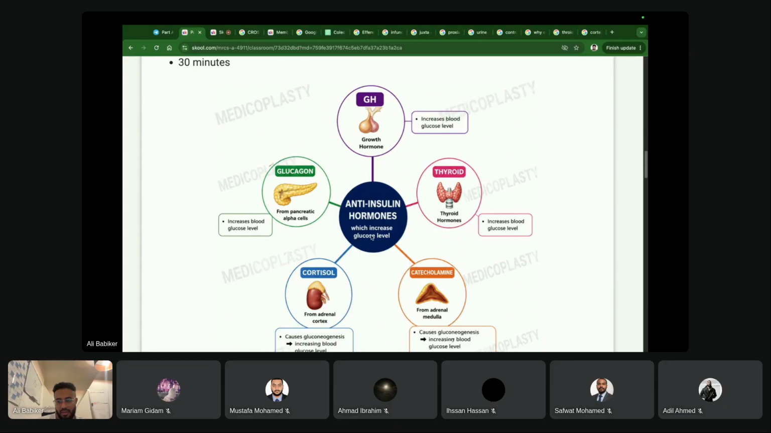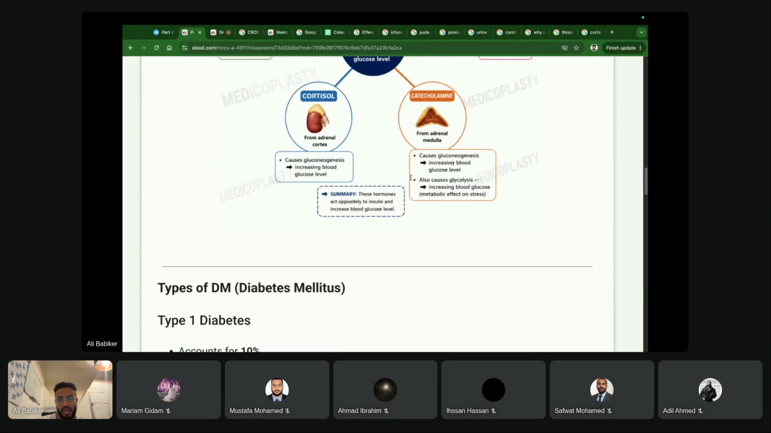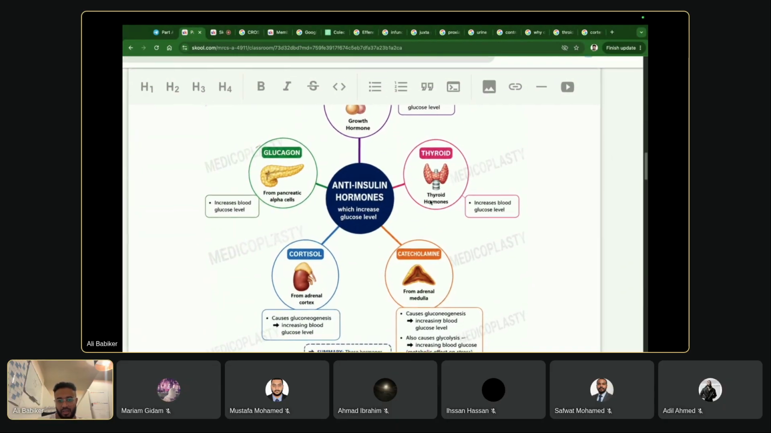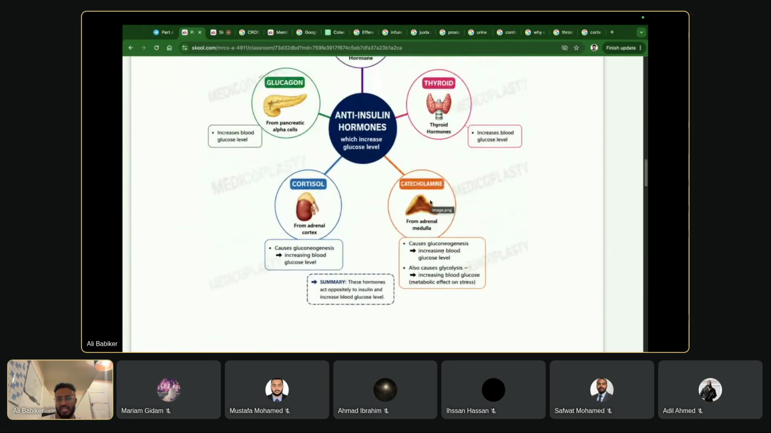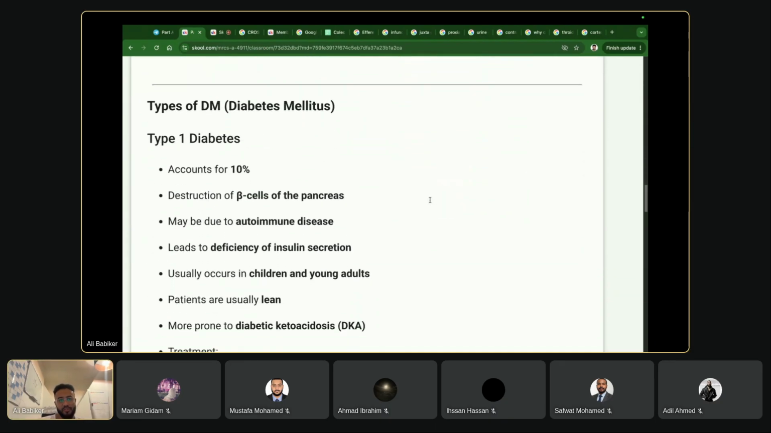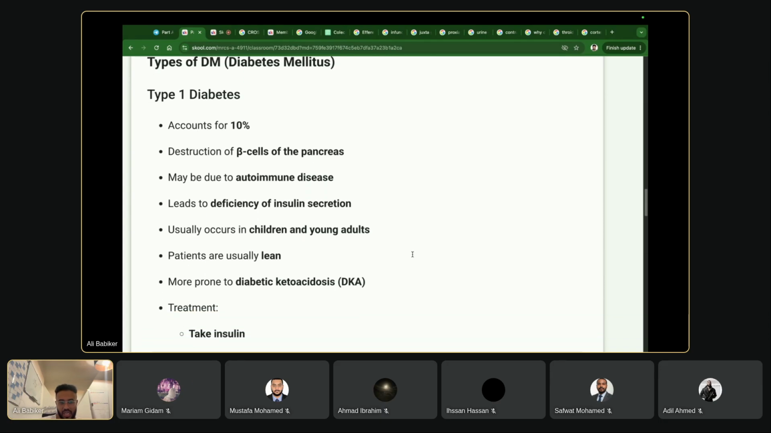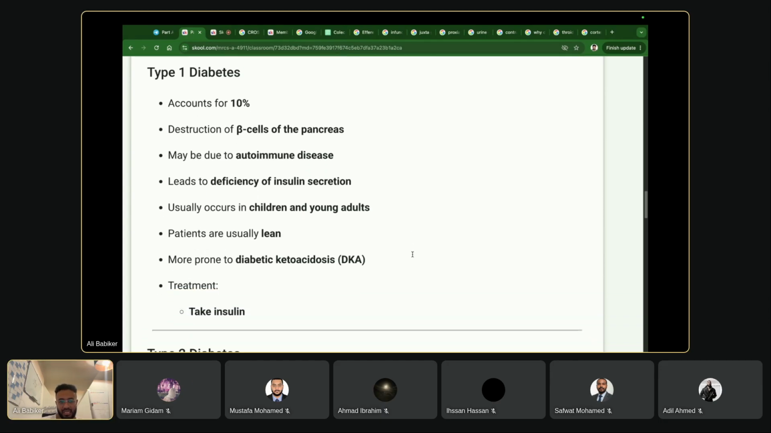Okay, here the image is just showing you the effect, exactly what we said above. Diabetes mellitus type 1 accounts for 10%. Destruction of beta cells of the pancreas may be due to autoimmune disease, leading to deficiency of insulin secretion, usually occurring in children and young adults. Patients are usually lean, more prone to diabetic ketoacidosis. Treatment: take insulin.